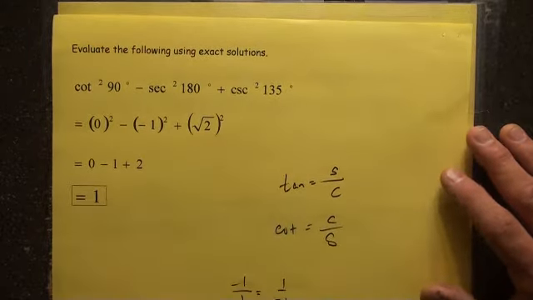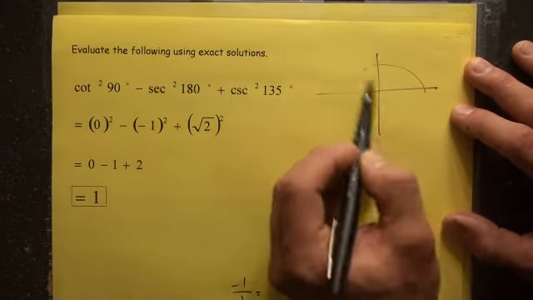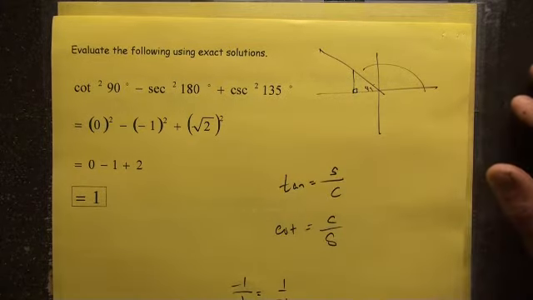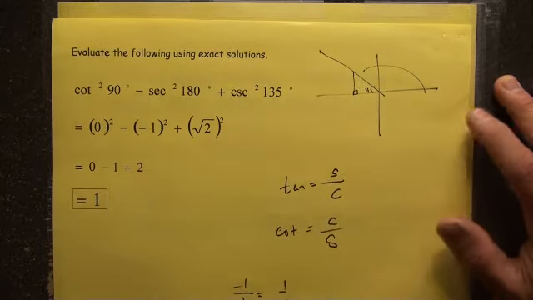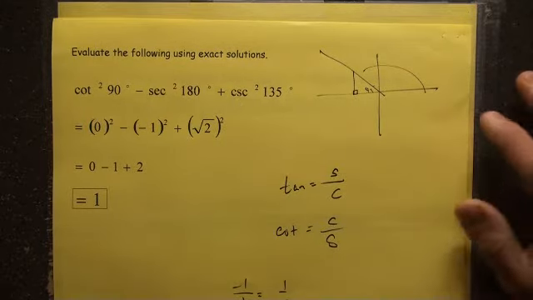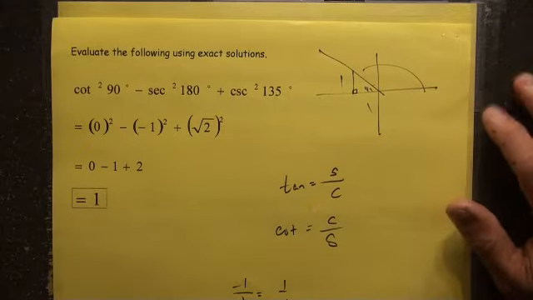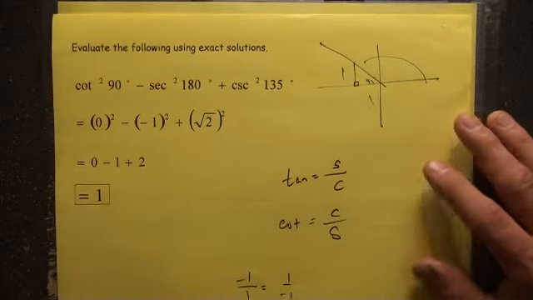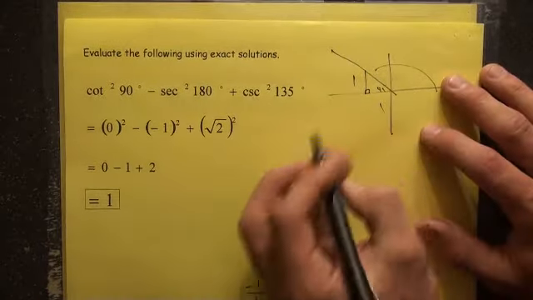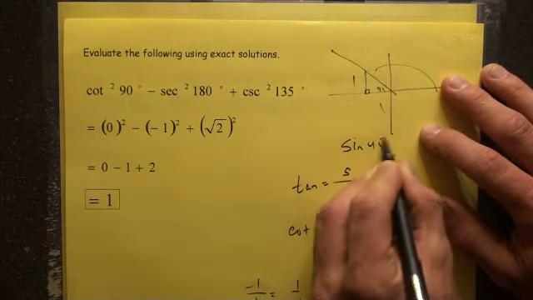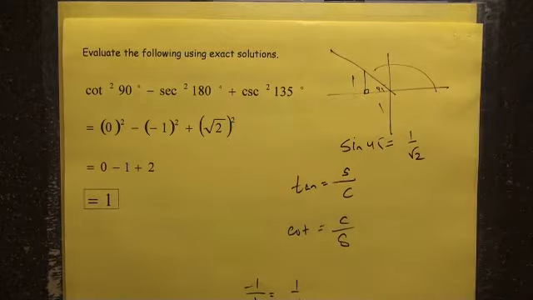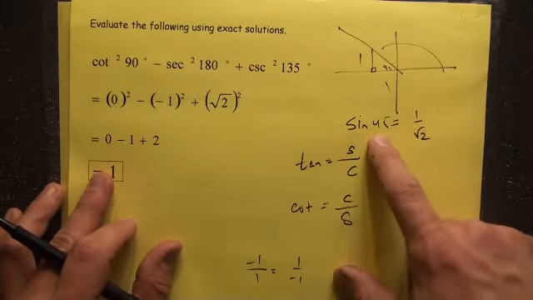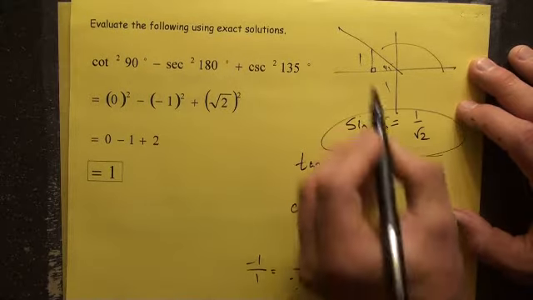Plus cosecant 135. Where's 135? It's at a 45 degree reference angle. Now, cosecant is the inverse of sine. What's sine? Is sine positive or negative? Positive. Therefore, cosecant is inverse sine. Sine of 45 is definitely 1 over square root of 2, right? 1 over square root of 2. Y is still positive. But sine of 45 is definitely 1 over root 2.